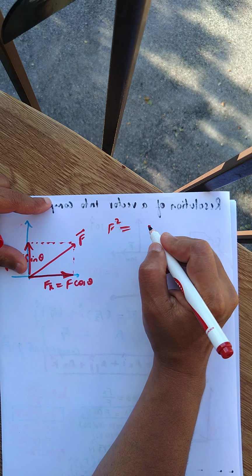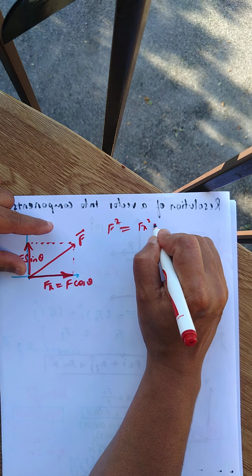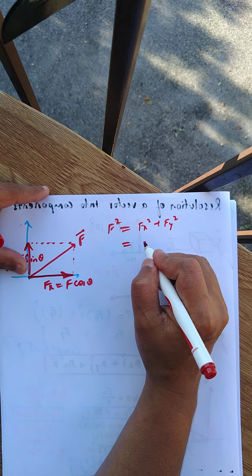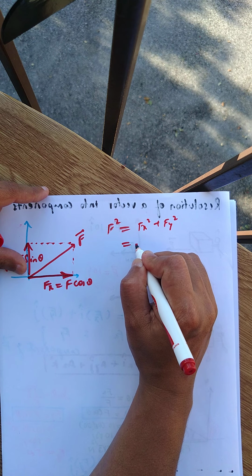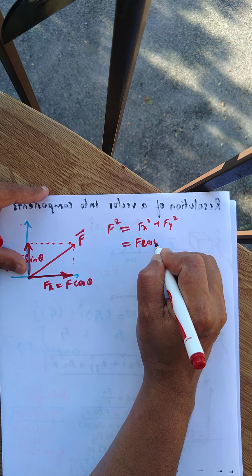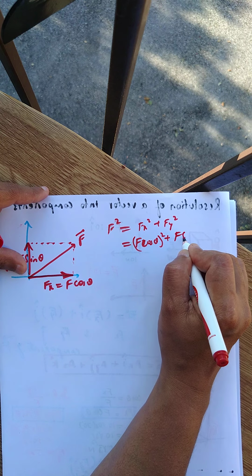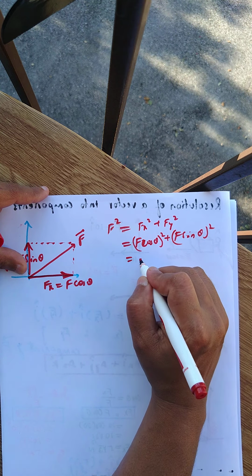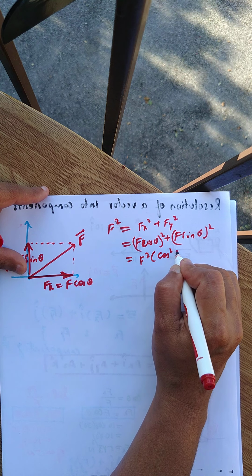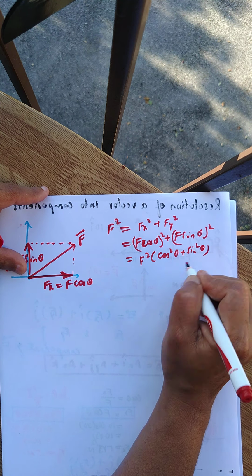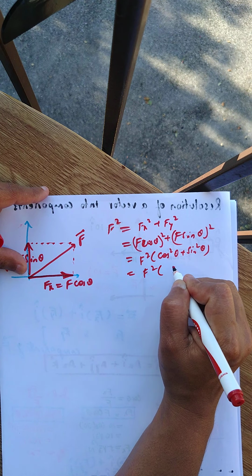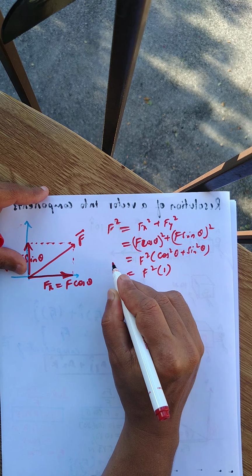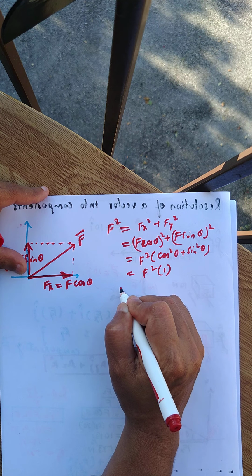F square is equal to Fx square plus Fy square. Pythagoras theorem. Does it come true? Of course it will come true. Let's see quickly. So (F cos theta) whole square plus (F sine theta) whole square, which is F square common, cos square theta plus sine square theta. Now this is your favorite identity, cos square theta plus sine square theta is equal to 1, right? So we got F square is equal to F square.